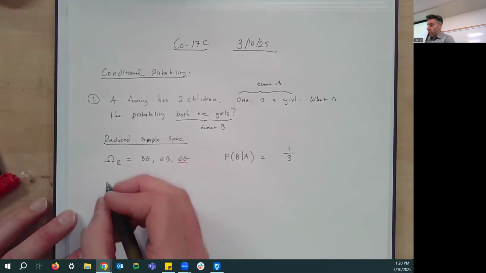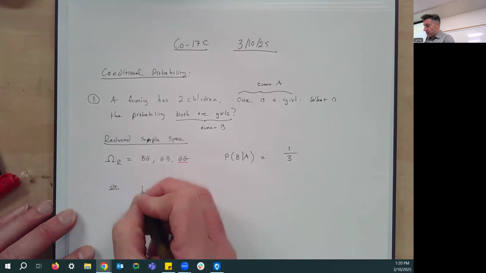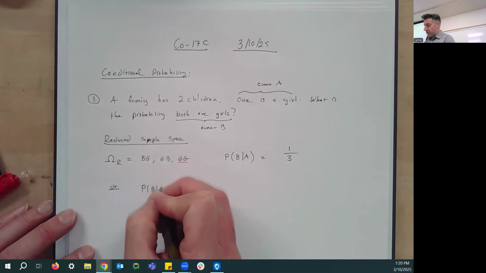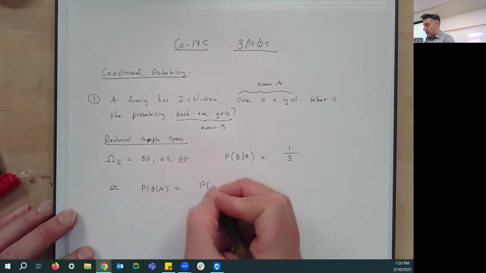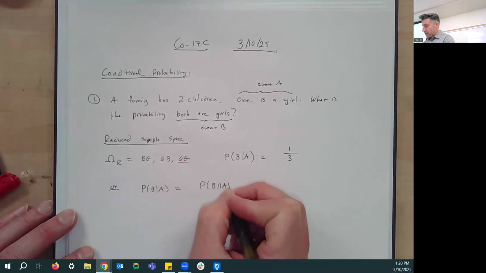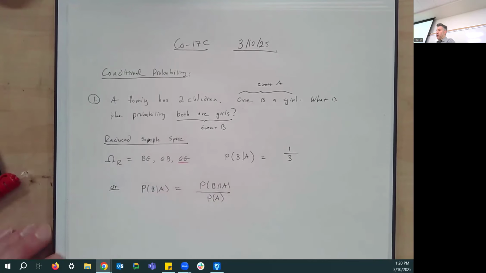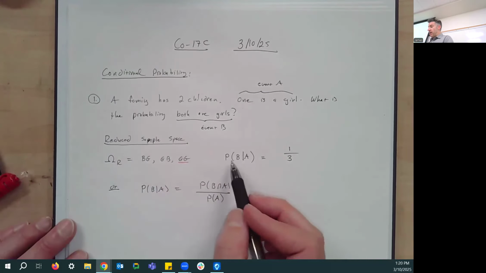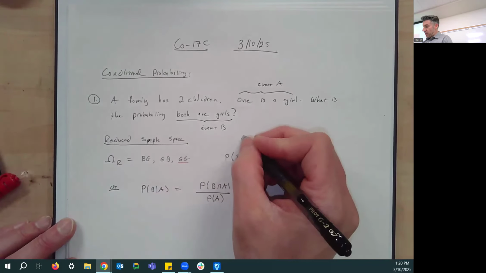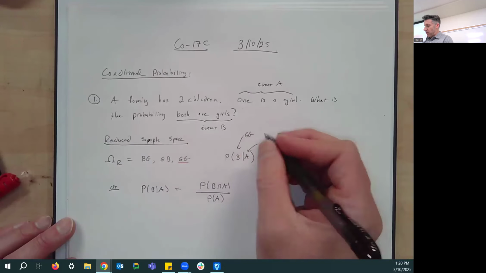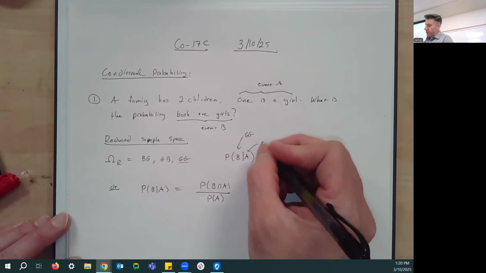Or the more formulaic way of doing this is that the probability of B given A is the probability that both happen divided by the probability that the given thing happens. Okay. So for B to happen and A to happen, B is that both are girls. A is that at least one is a girl.